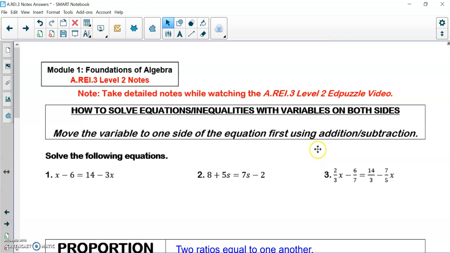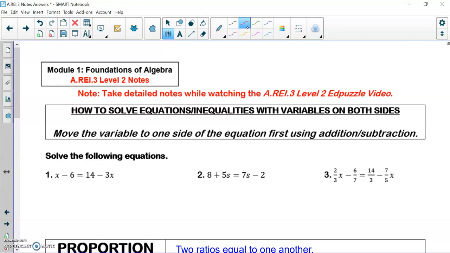So a tip, so that we're on the same page, is to move the variable to one side of the equation first using addition and subtraction. We should never be multiplying or dividing a variable over. So number one, we're going to first move the variable over to one side.